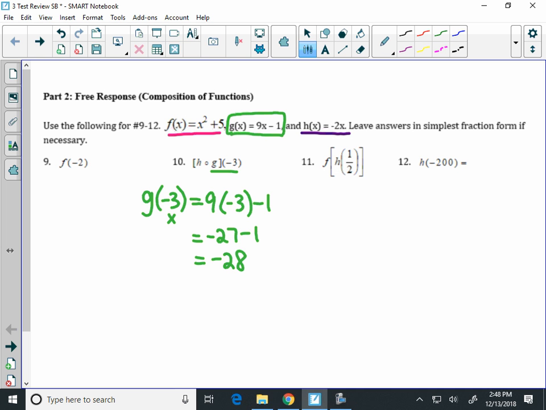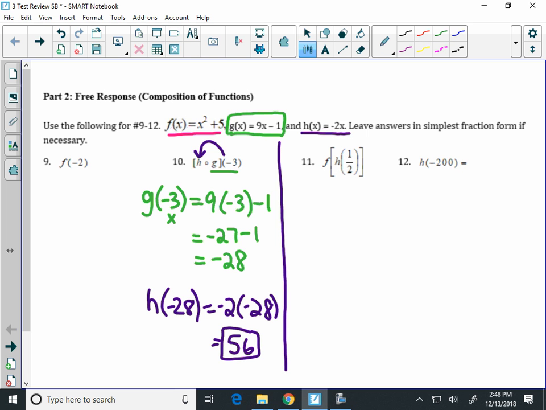Now, once you take that value, you are going to put it into the function on the left, which means you're going to take that value of -28 and put it into h as the input. So you'll have -2 times -28, which equals 56. 56 is your final answer.